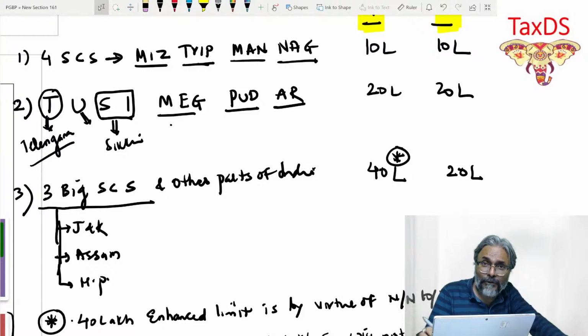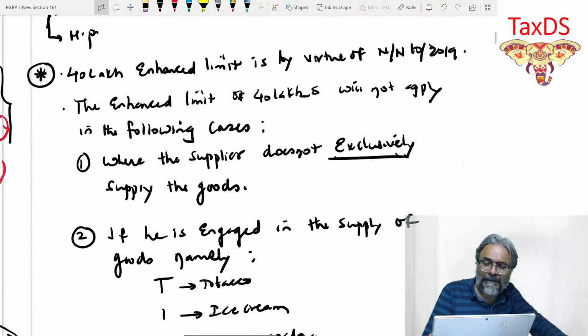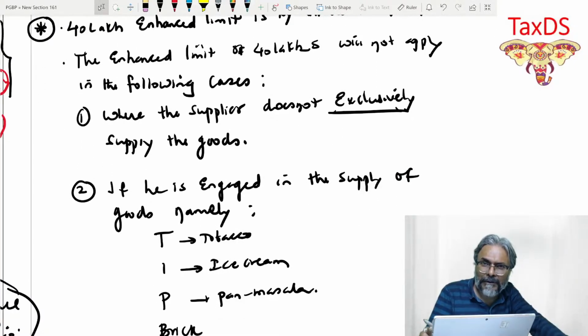But I told you that in some of the cases, the 40 lakhs limit will not apply. The enhanced limit of 40 lakhs will not apply, or may I say notification number 10/2019 will not apply. In which particular case, students? The case which has been identified for all of you is this: where the supplier does not exclusively supply the goods. If you can recall that example wherein I am a supplier of computers, at the same time I'm also providing services, in that case, the higher limit of 40 will not be made applicable, it will be only restricted to 20 lakhs.